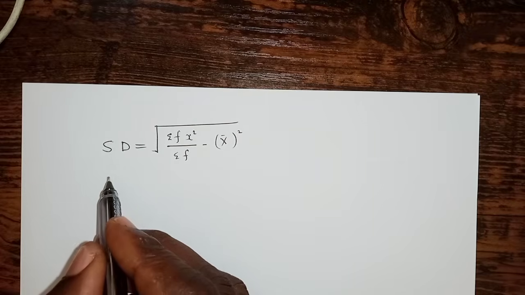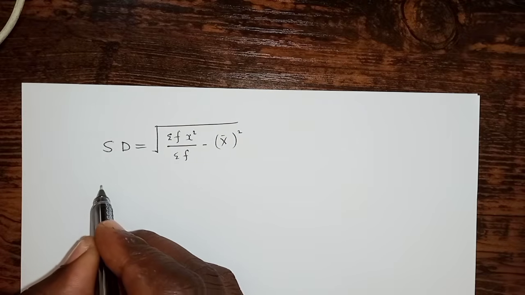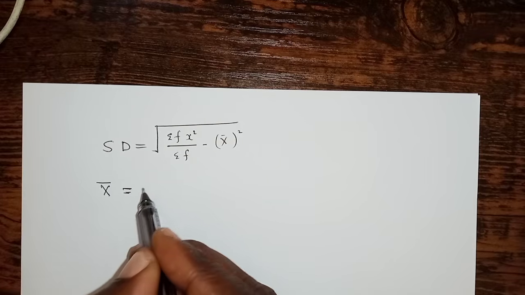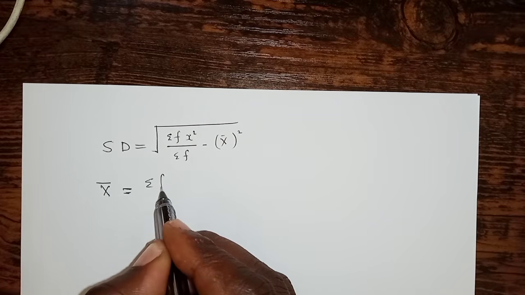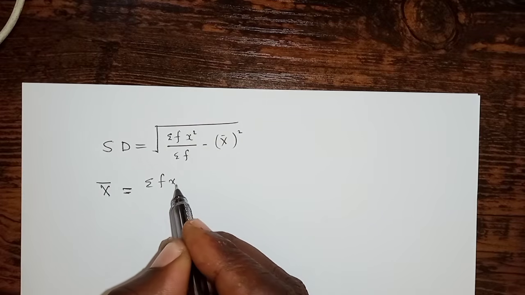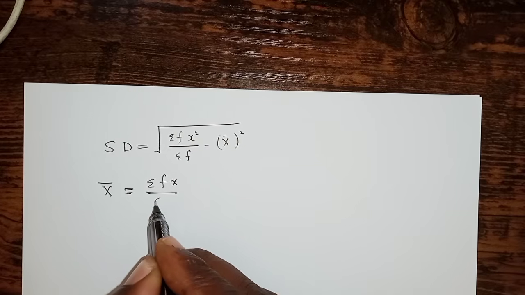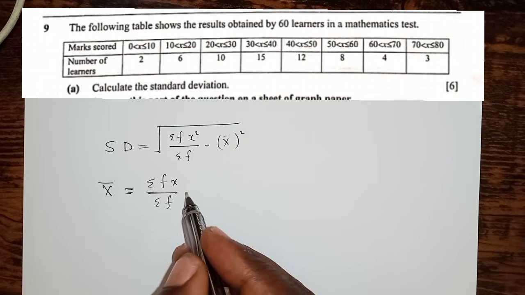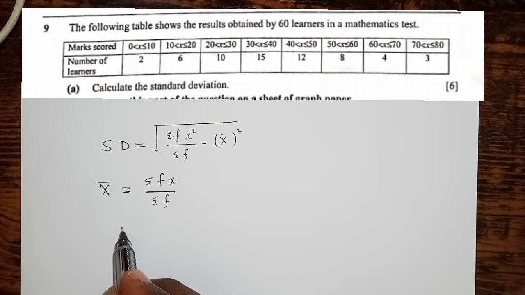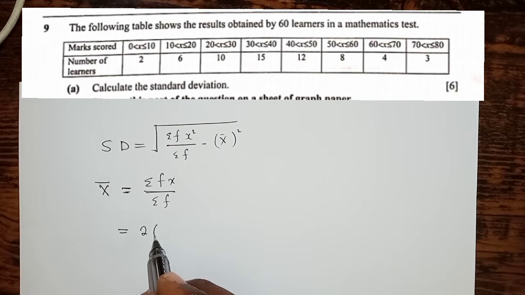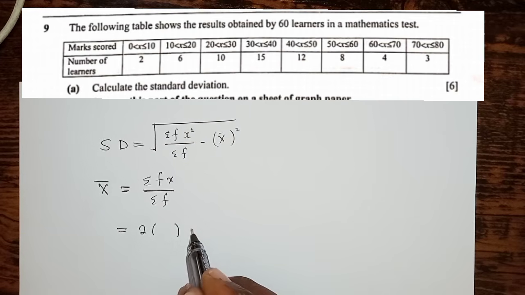We first need to find the mean. Okay, we know that this is mean, so we need to find the mean. So the formula for finding mean is summation of the frequency times the midpoint over summation of the frequency. So this is the formula. So what is the frequency? The frequencies are the numbers of learners, of which we have 2. This is the method you can be using.